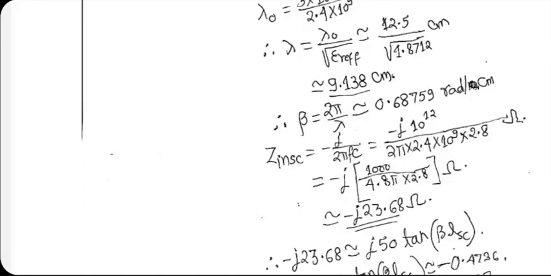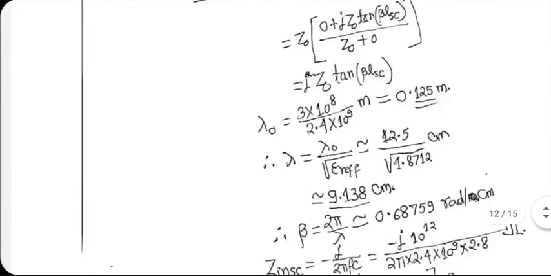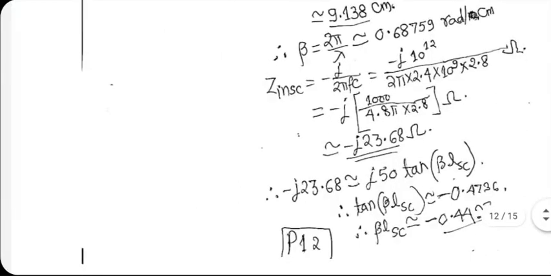I plugged in the values. The required capacitance is 2.8 picofarad. So I took 10 to the power 12 in the numerator. Frequency is 2.4 gigahertz. I'm putting all that. Hopefully there is no mistake in my calculation. So the required impedance at the input is minus J 23.680. That is what will give you the capacitance that you need at 2.4 gigahertz. I equate this value to JZ0 tan beta LSC. Now it's a matter of solving this problem and calculate LSC, the length required.